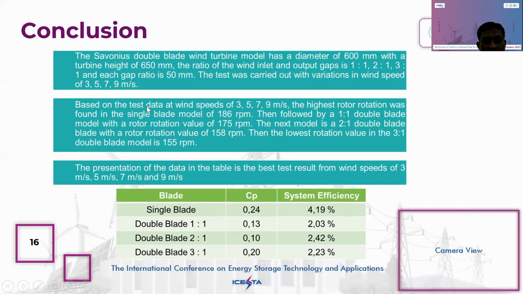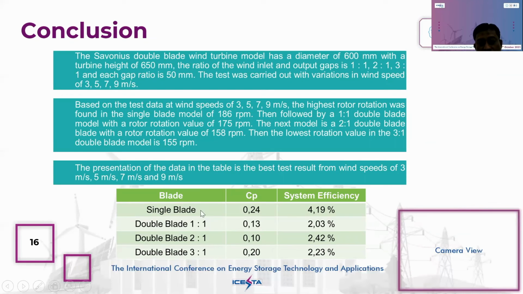Second, based on the test data at wind speeds of 3, 5, 7, and 9 meters per second, the highest rotor rotation was found in the single blade model, with 186 RPM, then followed by 1:1, 2:1, and 3:1 double blade. The presentation is the data table, the best test results from wind speeds 3, 5, 7, 9 meters per second.